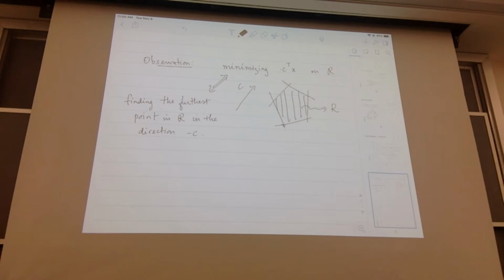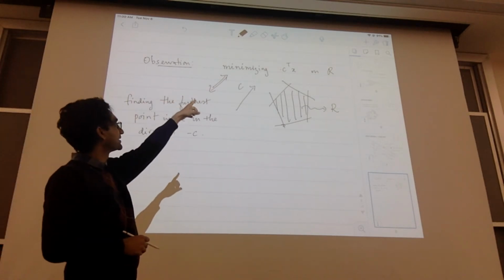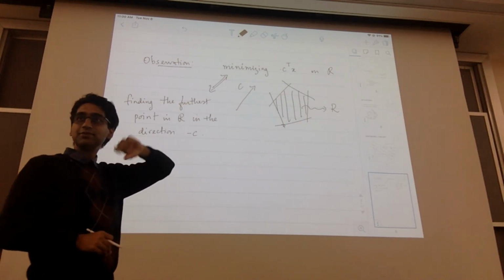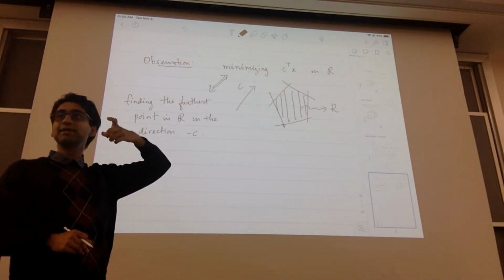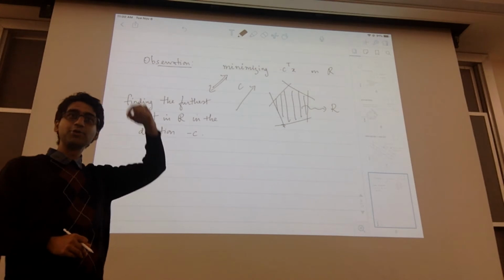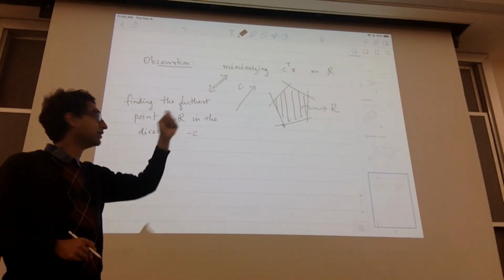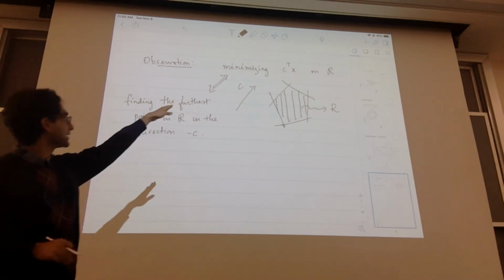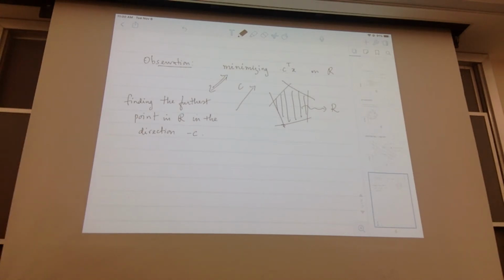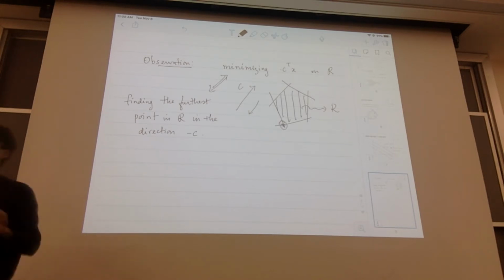Okay, so if you have an object and you want to find the point in that object that minimizes a linear function, you just have to see how that linear function is defined, that C that defines the linear function, and you go in the opposite direction. Okay, you go as far as possible. So in this case, the direction of negative C would be this, and therefore you just take the furthest point in that, which in this case happens to be this one.